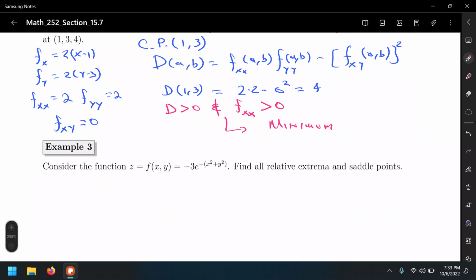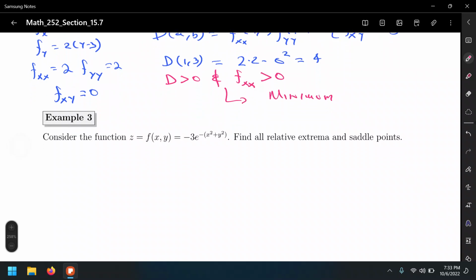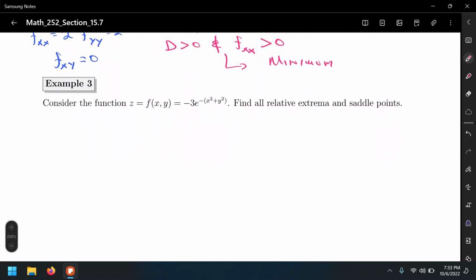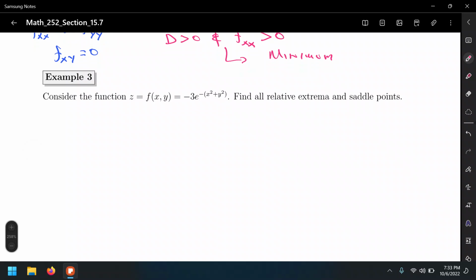All right, let's have a look at another example. Consider the function z equals f of x, y equals negative 3 e to the negative (x squared plus y squared). Find all relative extrema and saddle points whenever appropriate, right? So we can get all of them, some of them, or maybe nothing.